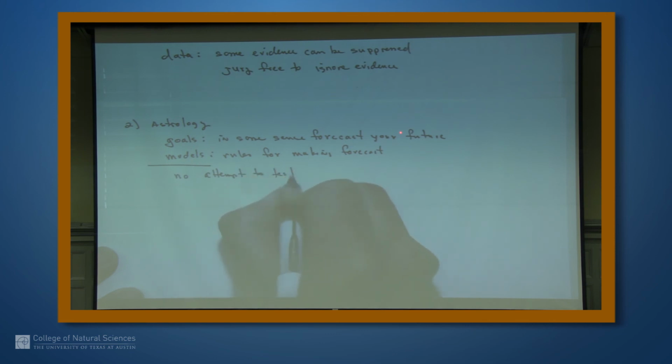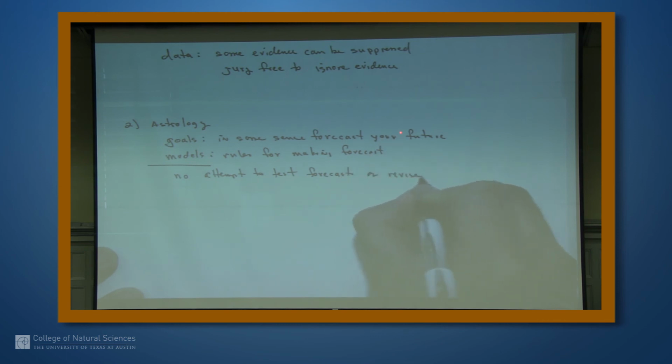There's no attempt to test the forecasts or revise the rules. So it doesn't fit very well. I don't know if there's still a link, but at least last year there was a link in the book to Dawkins confronting an astrologer and really challenging this astrologer to give some concrete predictions about the discipline of astrology. The astrologer completely backs off, saying, well, that's not what our discipline is about.